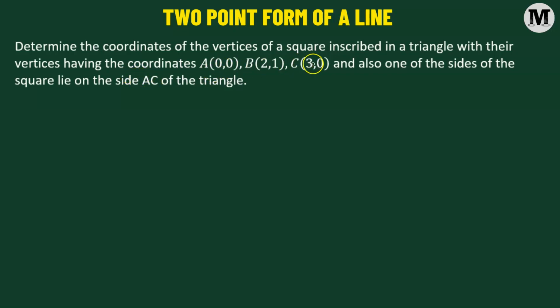Determine the coordinates of the vertices of a square inscribed in a triangle with the vertices having the coordinates A(0, 0), B(2, 1), C(3, 0), and also one of the sides of the square lies on the side AC of the triangle. Okay, so let's try to understand the problem graphically first.